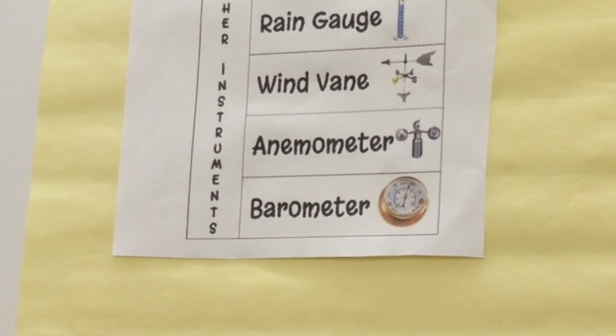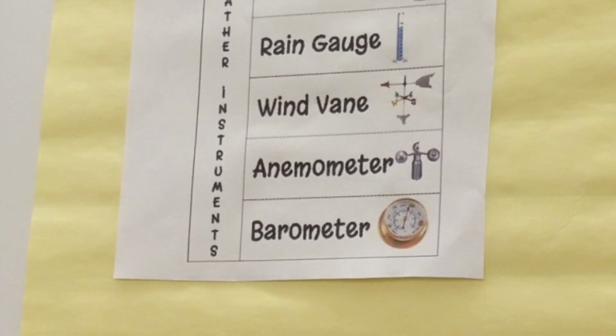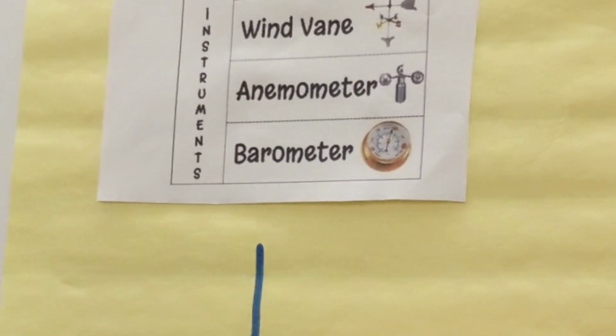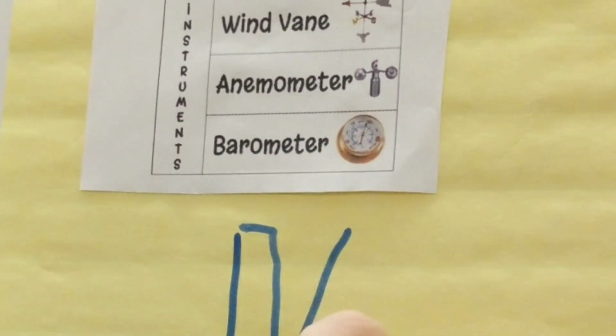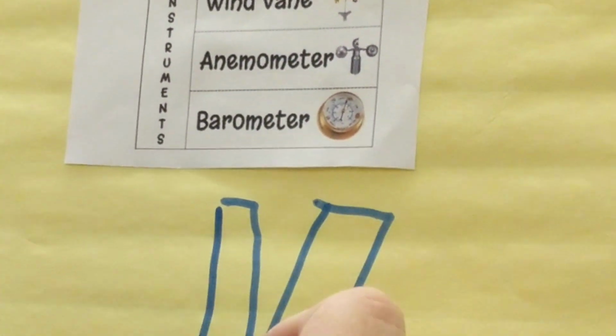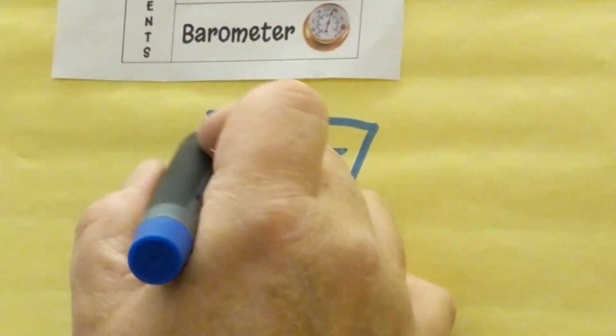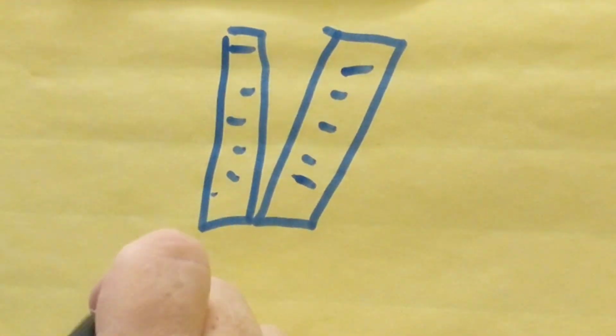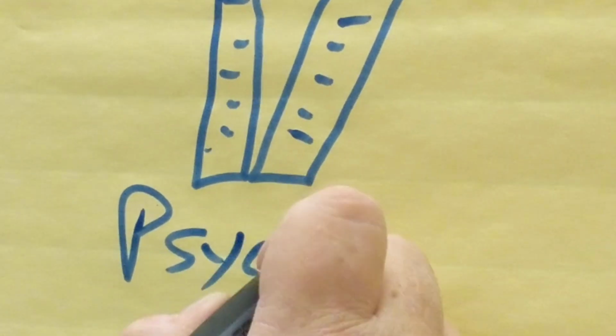There's one more that's out there that may be on the test, and that's a psychrometer, and that's going to have two separate gauges on it. One measures the dry bulb, and one measures the wet bulb. If you see a thing that looks like that, that's the psychrometer.